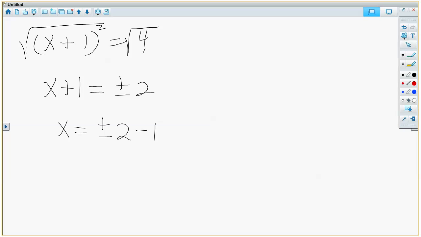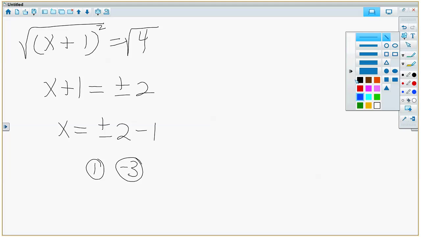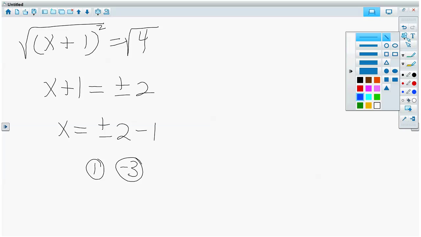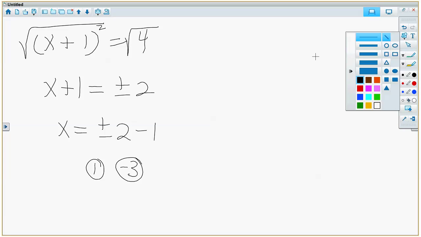And what's 2 minus 1? 1. And what's negative 2 minus 1? And there's your 2 x-intercepts. And now I've got everything I need to sketch my graph. So I take my handy dandy straight edge and take it again. Now draw me a graph right here.